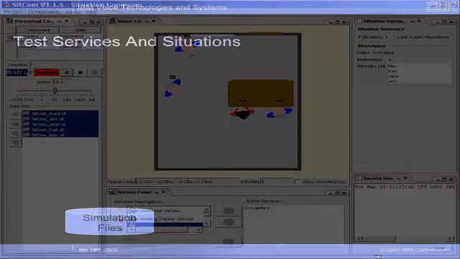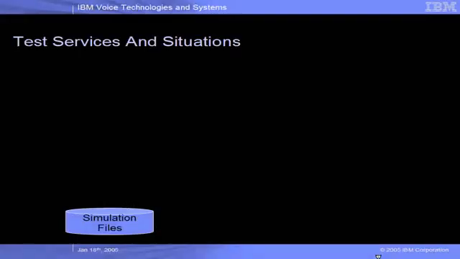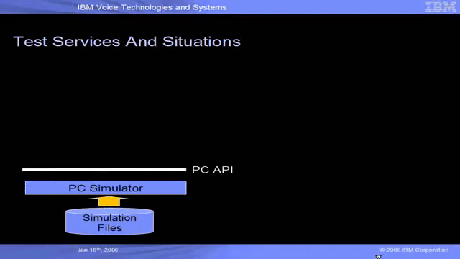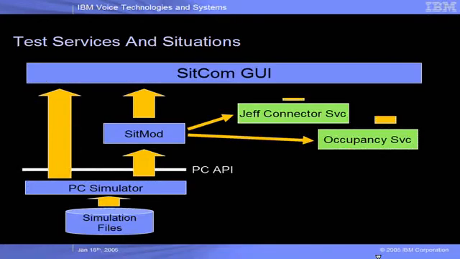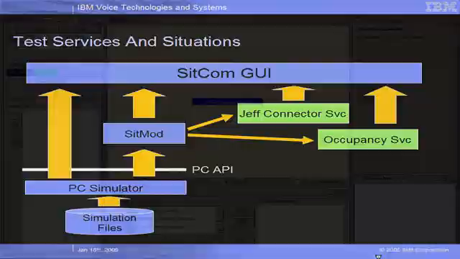Another use case of SitCom is to test services and situations. With the same simulation files as we have talked about before, we can feed them through the same perceptual component simulator, and they're fed to the situation model. Several situations can be loaded at the same time to support different services like the connector service for Jeff or the occupancy service of the room. All this information can then be displayed in some summarized way in the SitCom graphical user interface.